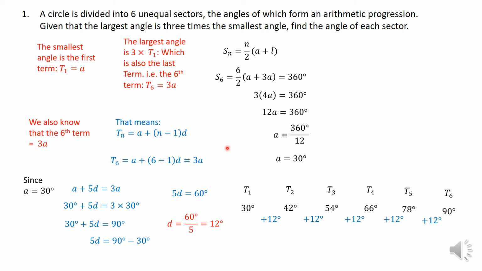And these are the angles as required in the question, because the question says, find the angle of each sector. And if you look, you realize that the first sector is 30 degrees, and 3 times 30 gives you 90 degrees, as indicated in our problem.